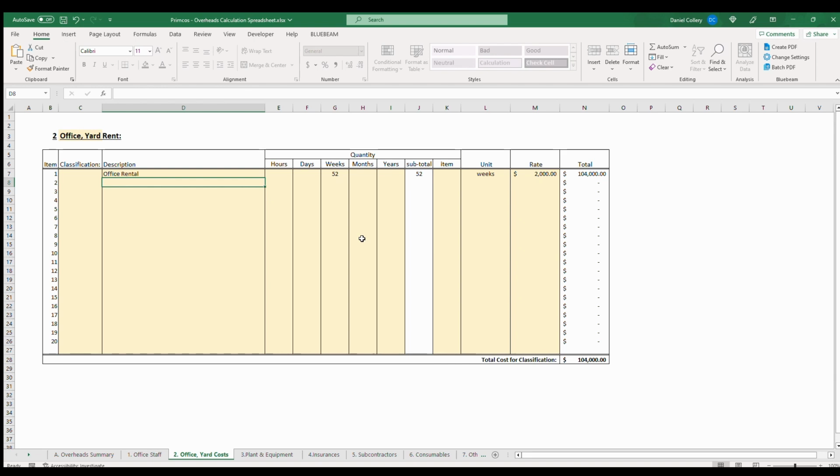And we're also going to have some utilities costs for this as well. So we'll say electricity, internet, phones, water. So these are probably going to be monthly or quarterly costs. We'll just say monthly. Unit is going to be months. And we're just going to say $400 a month for these. So that's office yard rent.